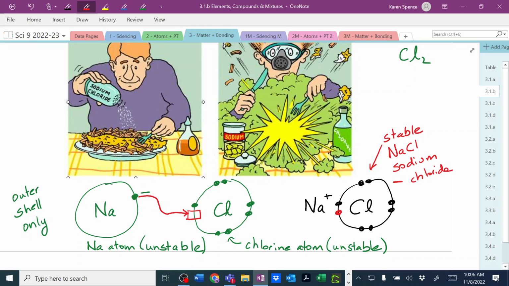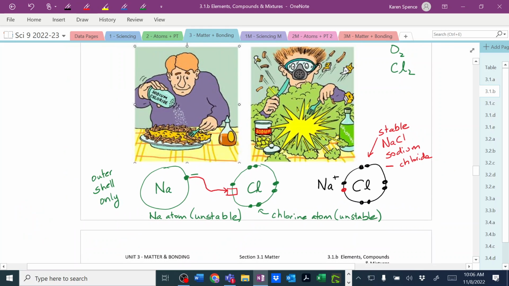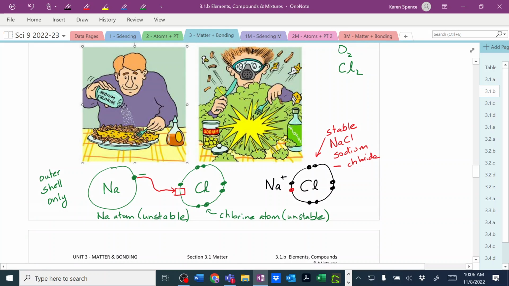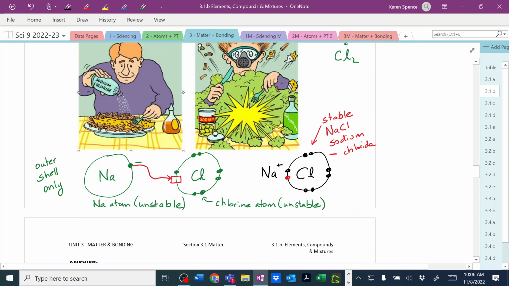No, that's going to be a crystal lattice, okay? And yeah, so you'll end up with sodium chloride crystals, salt crystals, basically. Okay, so that's why sodium chloride is okay, because all the outer shells are full, so it's nice and stable, but the atoms, the elements on their own are unstable, and that's why you cannot use them.